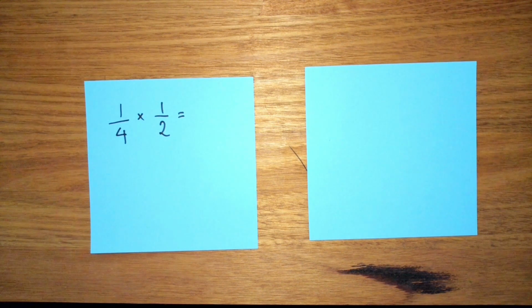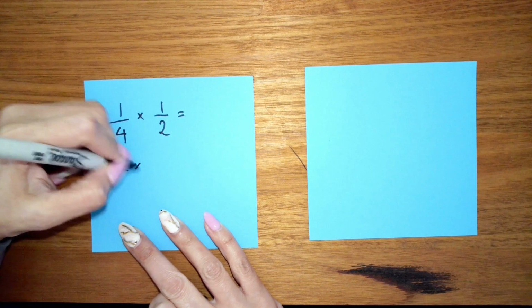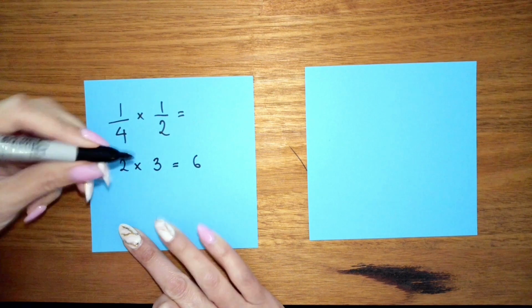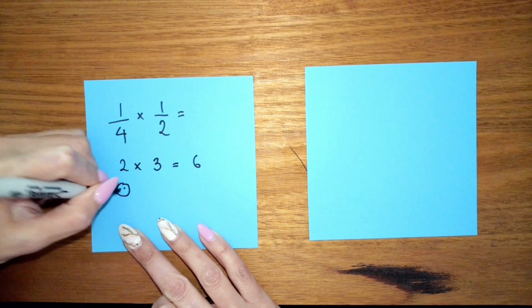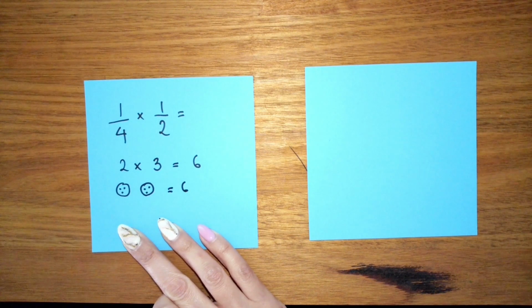Now, the first thing that I usually do is I bring back what multiplication actually is to language that we use when we first introduce multiplication. So when we first introduce multiplication, we talk about it in terms of groups of. So we might say 2 times 3 equals 6 because 2 groups of 3 is 6.